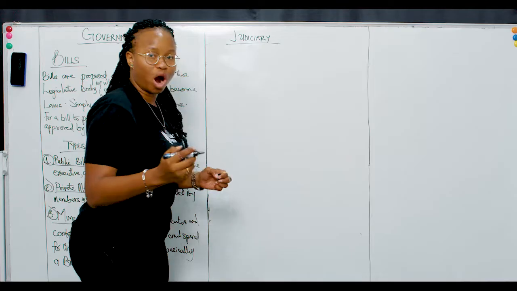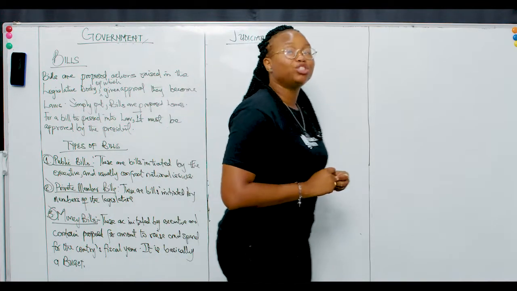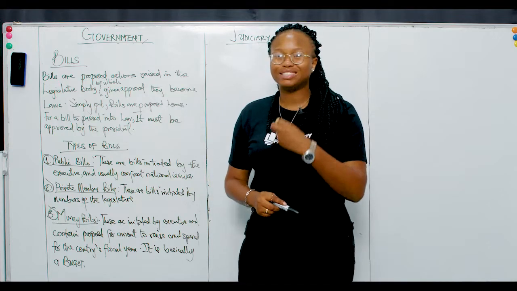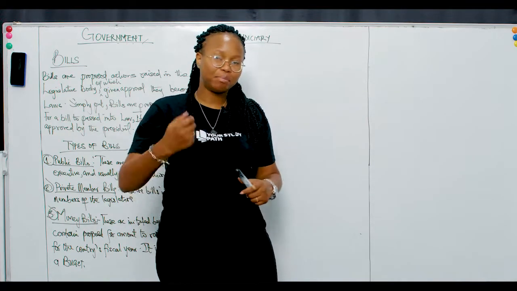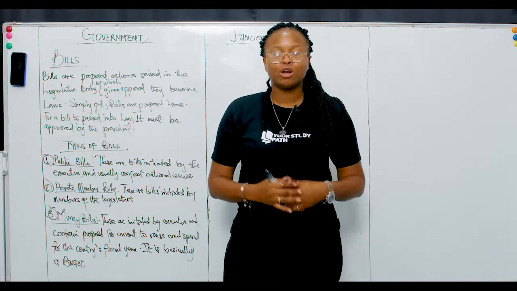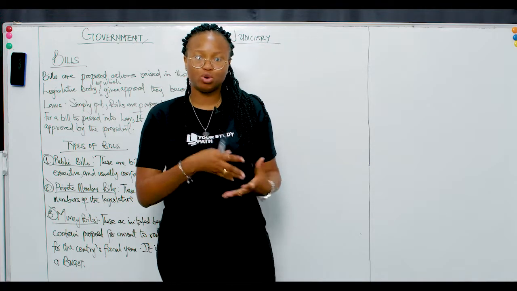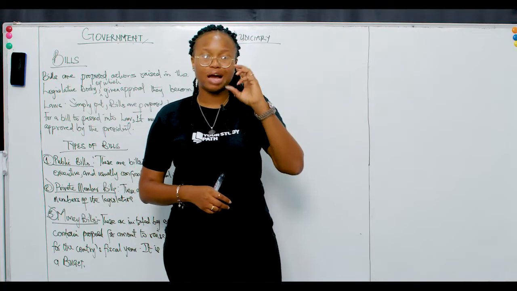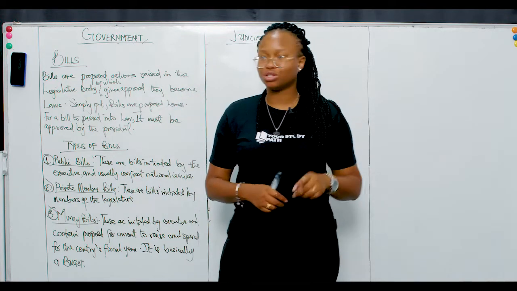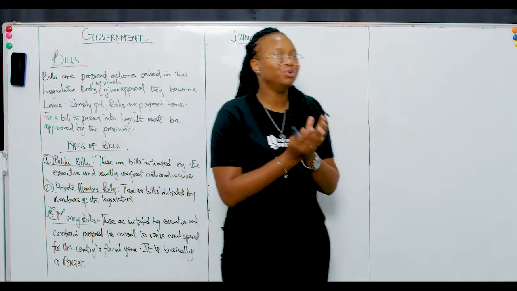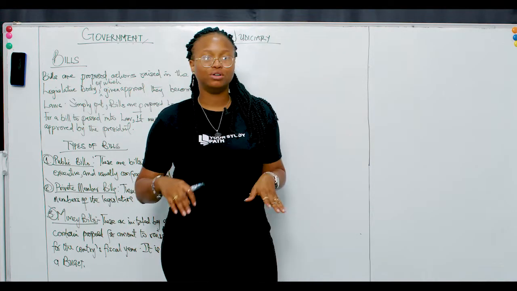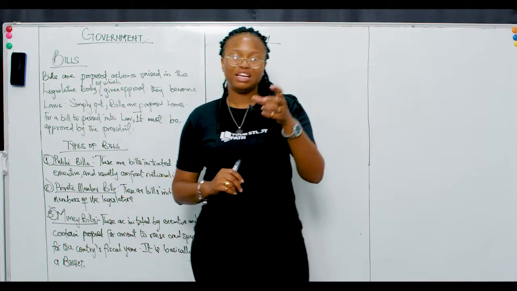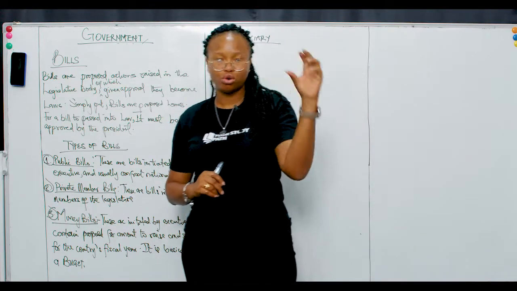Now, who are the judiciary? We said the judiciary is the arm of government that is responsible for interpreting laws and then applying existing ones. So basically, when the legislature makes laws, it is the responsibility of the judiciary to interpret them. Please note that this interpretation does not occur by going on the news and saying, oh, law number one, this is what it means. No.